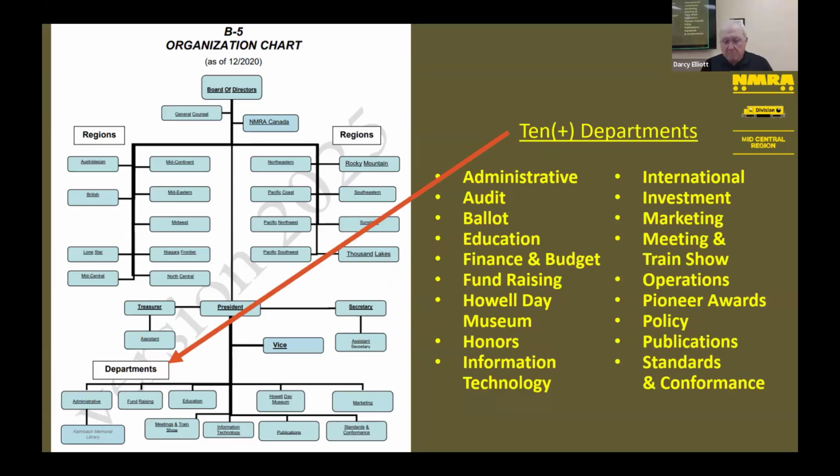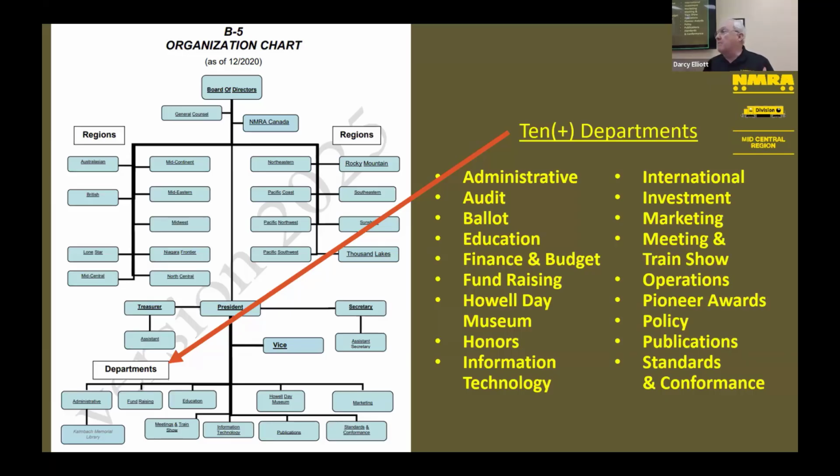All right, so you look down on the bottom here, the people who really do the work in this organization, the ones who really get the stuff done, are down here at the bottom. 10 plus departments. There are more than that, but that's just a quick look. These are all departments within the national organization, and there are volunteers working at every single one of those. That's a lot of stuff being done at that level.